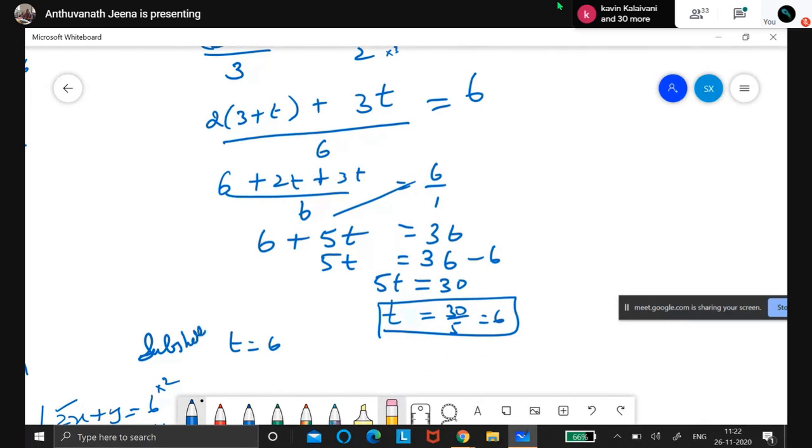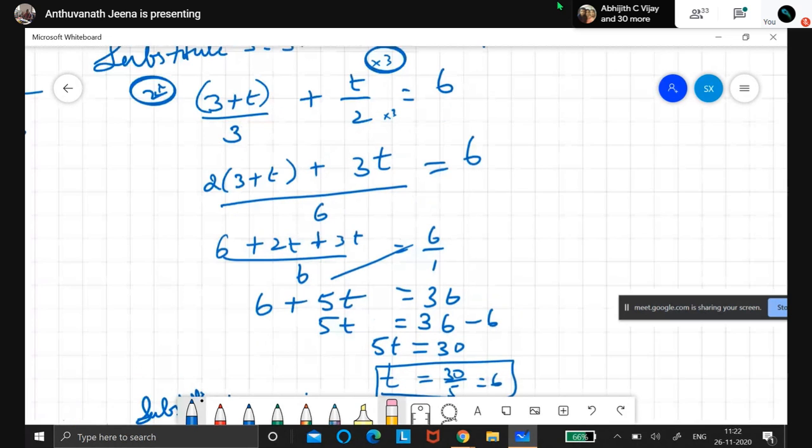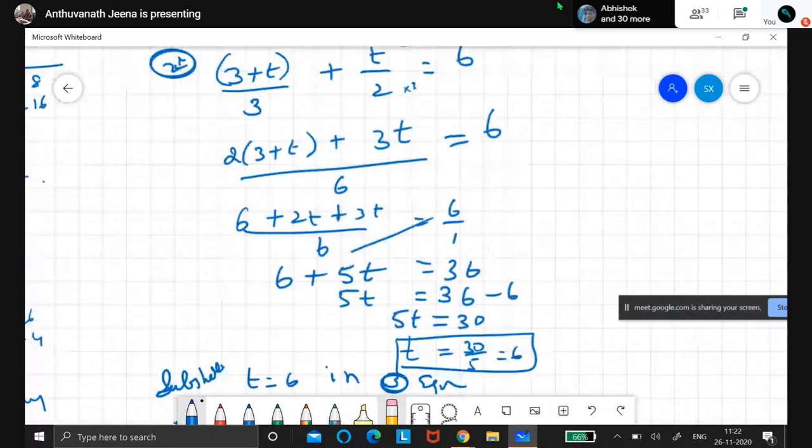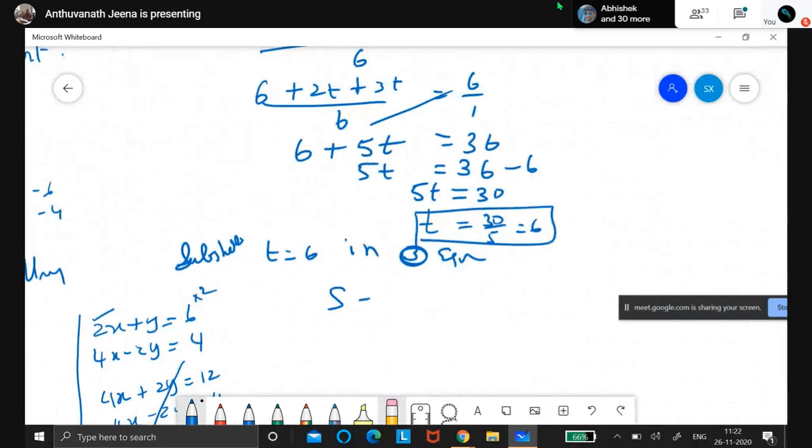Substitute t is equal to 6 in the third equation. What is the third equation we did? S is equal to 3 plus t. So t is equal to 6, and 3 plus 6 becomes 9. S is equal to 9.